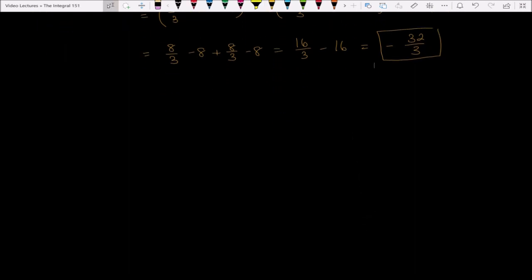Next, let's look at evaluating the integral from 1 to 9, x minus 1 over the square root of x dx.